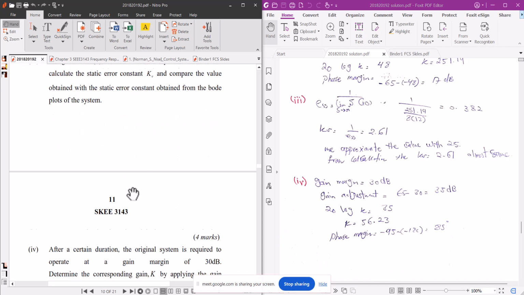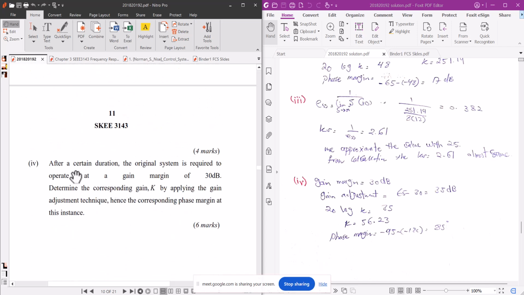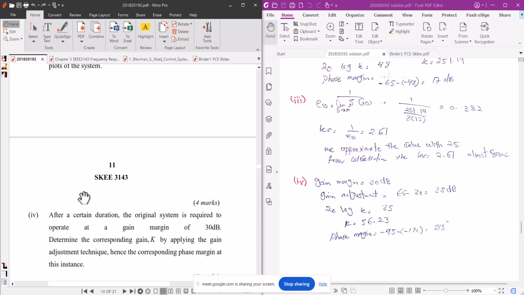Okay, the fourth part is after a certain duration the original system is required to operate at a gain margin of 30 dB. Now first we changed the phase margin, now we will operate it at a gain margin of 30 dB. Determine the corresponding gain K by applying the gain adjustment technique, and hence the corresponding phase margin at this instant. So for 30 dB you need a gain margin of 30.